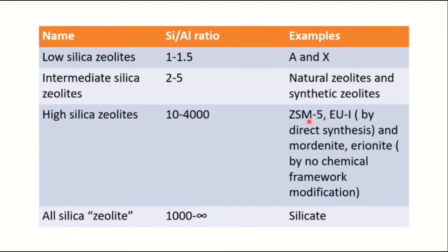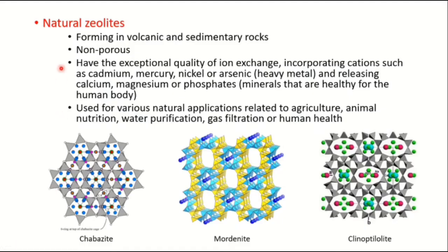We have ZSM-5, and so on. And lastly, we have silica, with a ratio from 1000 to infinity, for example silicalite. So there are two types of zeolite, as I mentioned before, which are natural and synthetic.